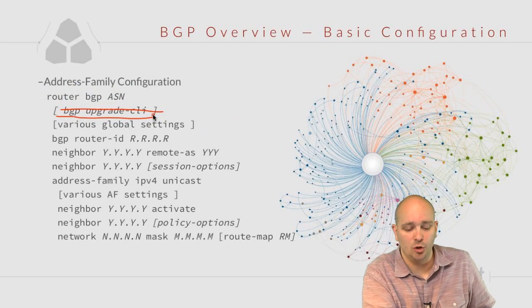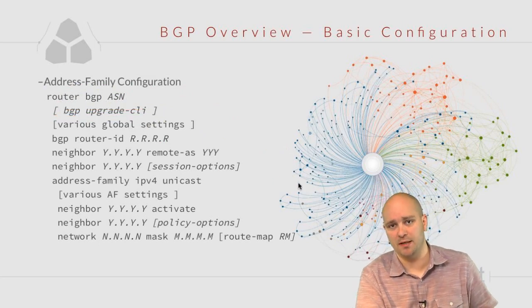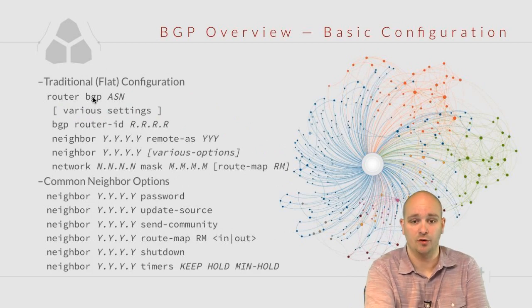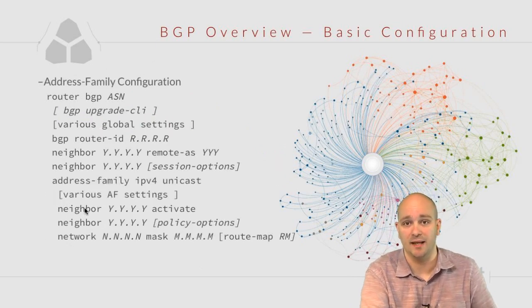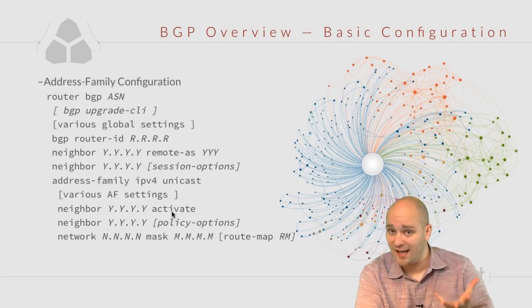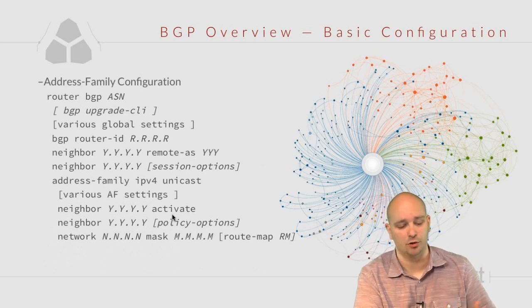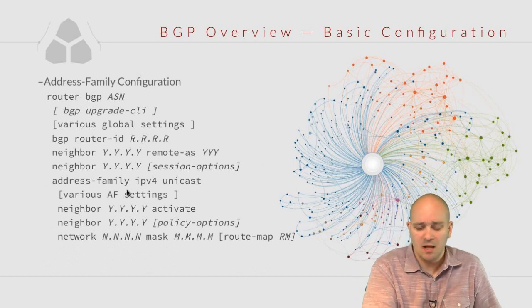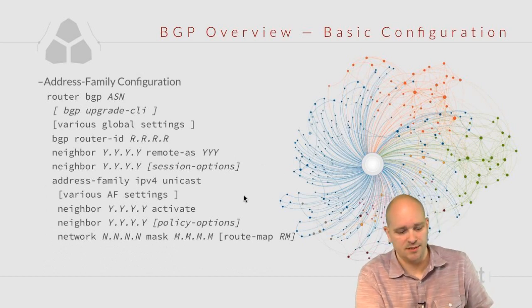What this command will do is take the existing BGP configuration and convert it from the flat configuration into the address family based configuration. You don't have to do it. IOS can also do this automatically. I usually actually do use this command. No particular reason, I just like to use it.